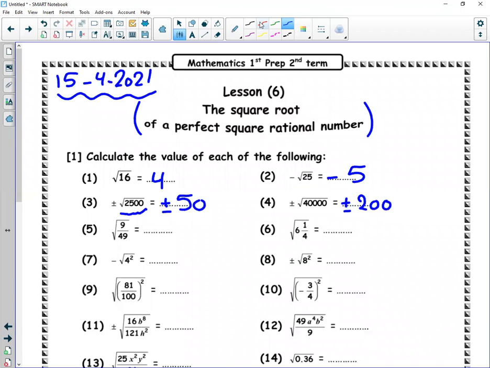Number 5, if we have a square root of the rational number 9 over 49, we will try to find the root for 9, which equals 3, and the root of 49, which equals 7.